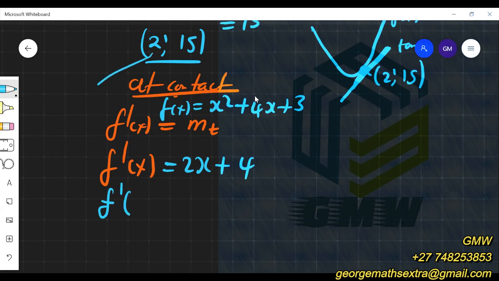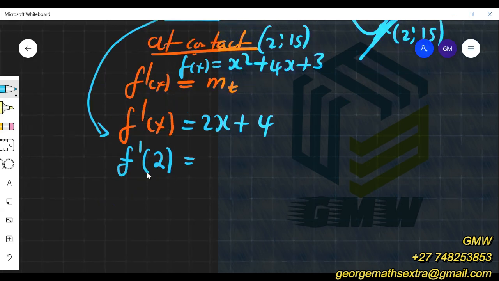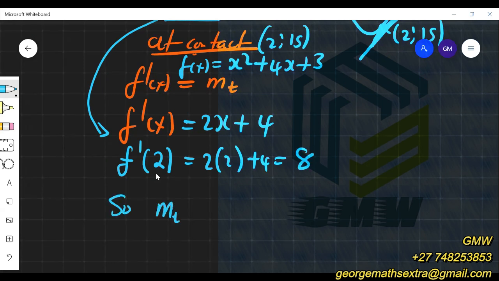What is the value of x at contact? It's 2. So remember, we just did gradient at a point. So this is exactly where it works. Gradient at a point where x is 2. That's what we are talking about. And what do you get? 8, right? So it simply means the gradient of a tangent is equal to the gradient of the function, which is 8, at a point of contact. Do you get it?